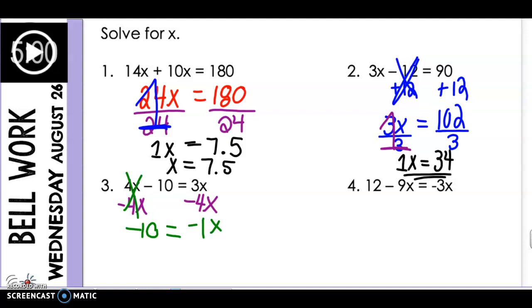Now, we are so close to having x on one side by itself. But right now, we have negative 10 equals negative 1x. So this is like negative 1 multiplied by x, so we need to do the opposite of that. Instead of multiplying by negative 1, we're going to divide both sides by negative 1. A negative divided by negative is a positive, so we have positive 10 equals 1x. Positive 10 equals x. We are done. We got x on one side of the equal sign by itself.